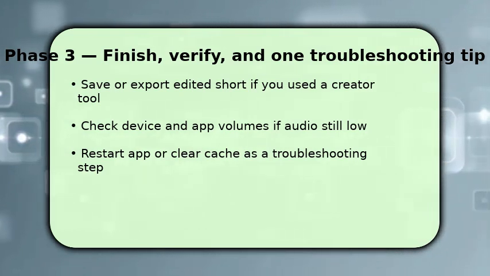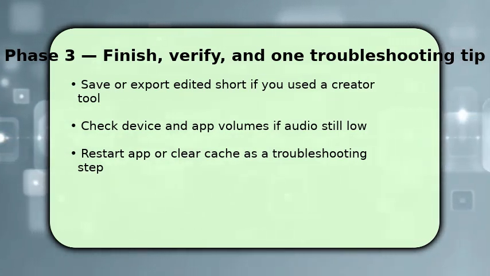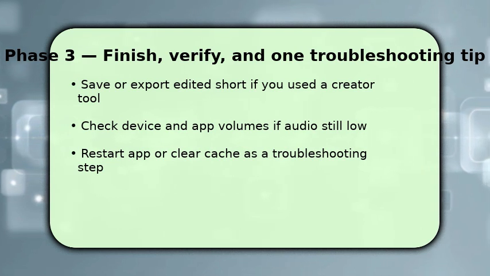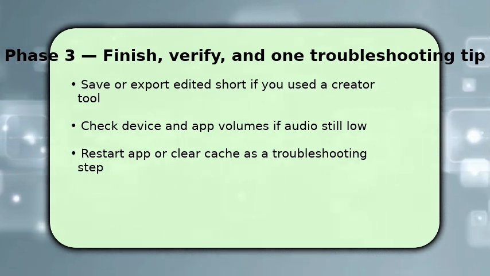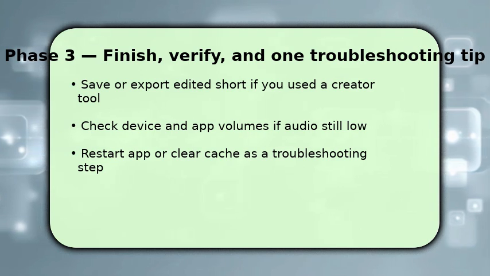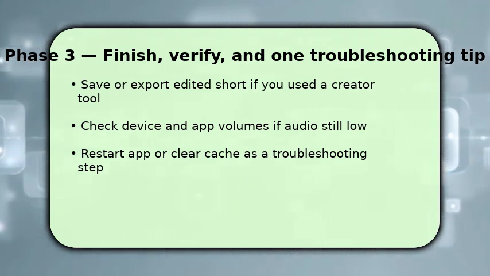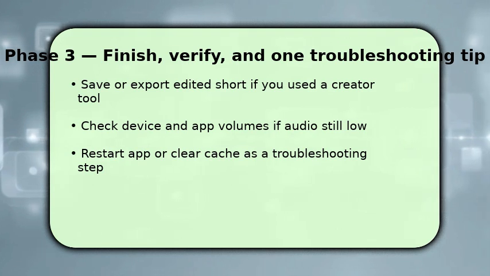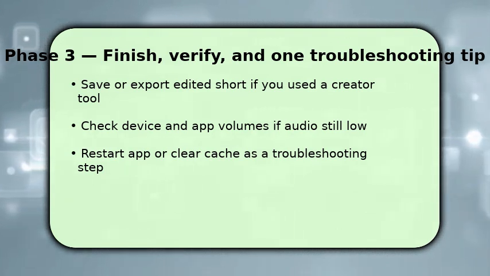Verify the result by replaying the short at normal device volume. Make sure other apps sound normal so you know the issue is not system-wide. If the audio remains low, toggle app permissions, restart the YouTube app, or clear the app cache. This often fixes lingering slider or playback bugs.